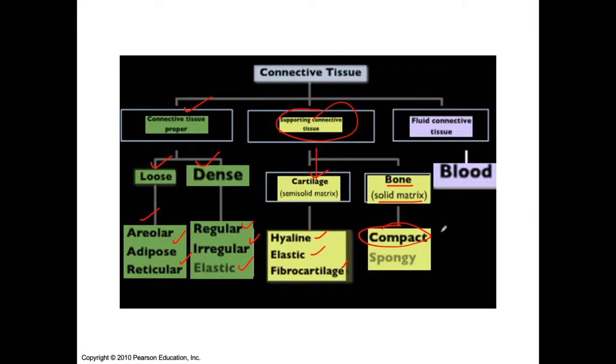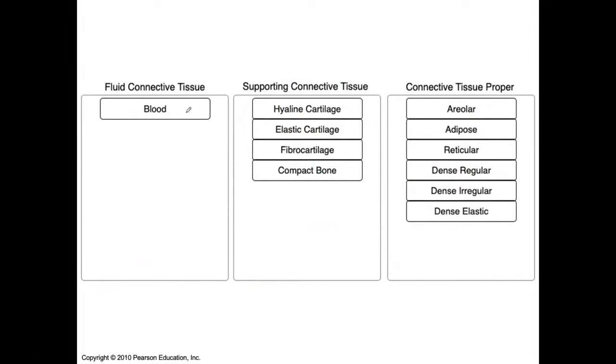That's where you had the osteon. Remember the osteon and the concentric lamellae and the lacunae. Spongy bone was at the endosteum. That's the spongy bone. And then fluid connective tissue, that's blood. That's your red blood cells, white blood cells, and platelets for clotting.